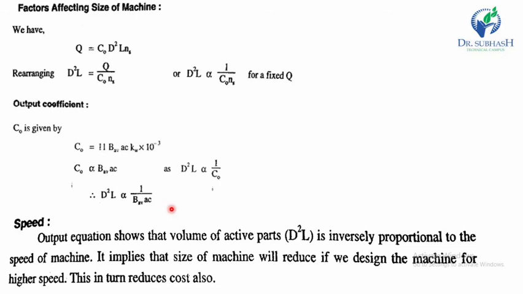Now next one is speed. The output equation shows that the volume of the active part, d square L, is inversely proportional to the speed of the machine. Here we see that the size of the machine will reduce when speed is higher. Speed increases, size of machine decreases. Speed decreases, size of machine increases. This is true for cost also. If the application has no specified speed limit, we should choose the maximum allowable speed which is mechanically possible.